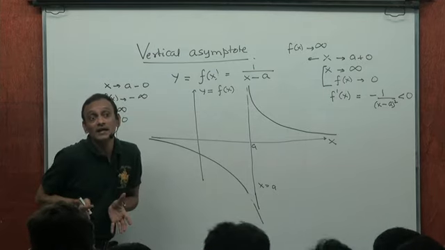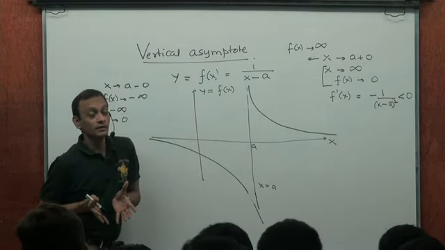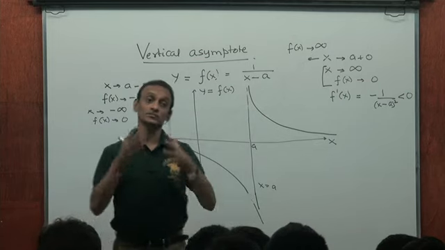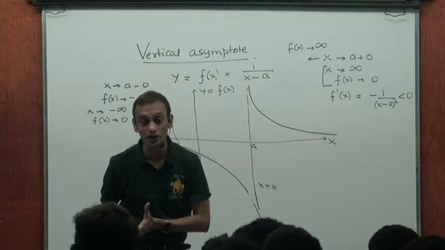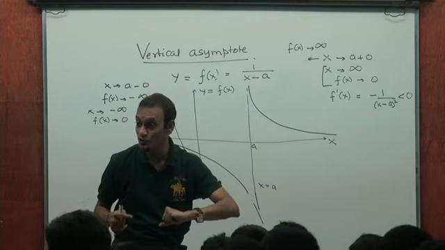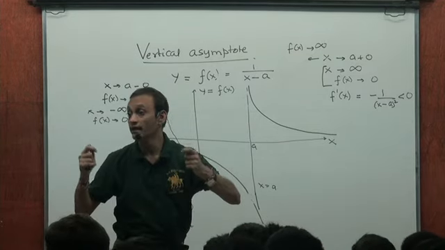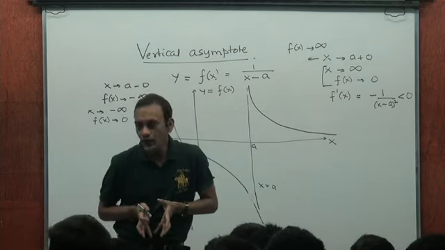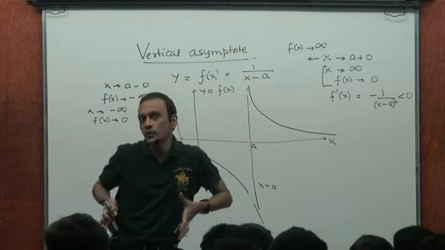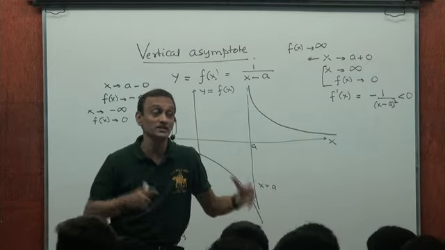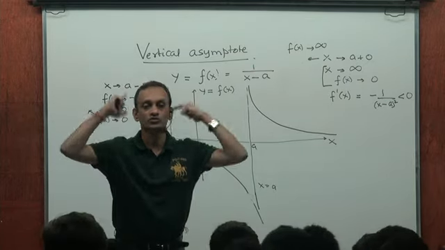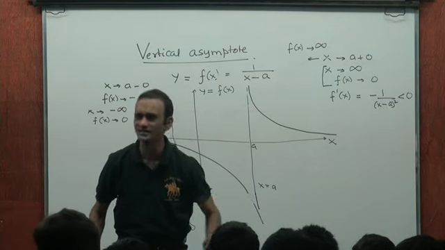Right? If x minus a appears in the denominator, then there is a vertical asymptote, x equal to a. If (x minus a) into (x minus b) appears in the denominator, then there are two vertical asymptotes, x equal to a and x equal to b. If x square minus a square appears in the denominator, then x equal to plus a and x equal to minus a are two vertical asymptotes. This is the whole idea of a vertical asymptote.